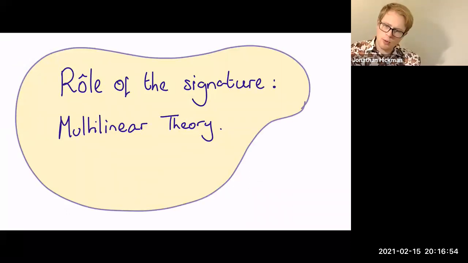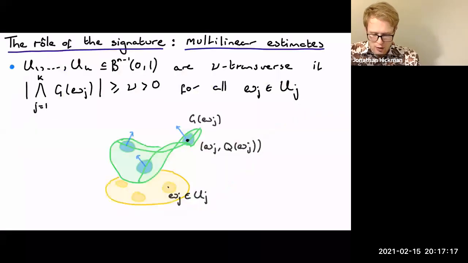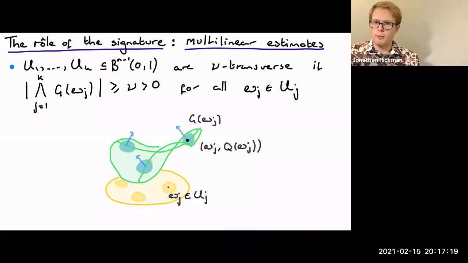So I want to try and explain why we see this signature cropping up in our results and to give a sense of why it's an essential feature of this problem. Now, as I just mentioned, our approach is based on multilinear theory of these extension operators. And in the multilinear setting, we see that the signature really does play some role. In order to describe the multilinear setup, we first have to make a standard definition.